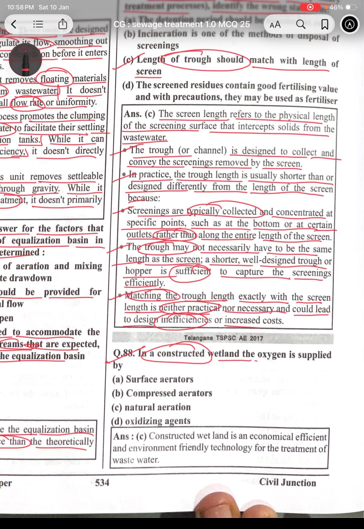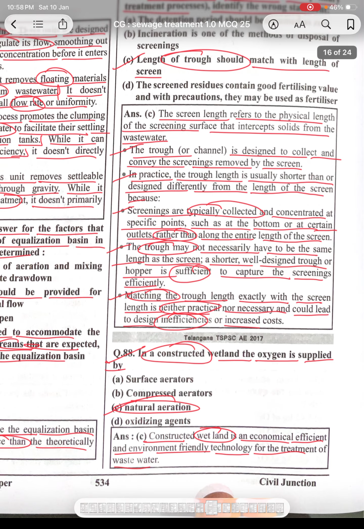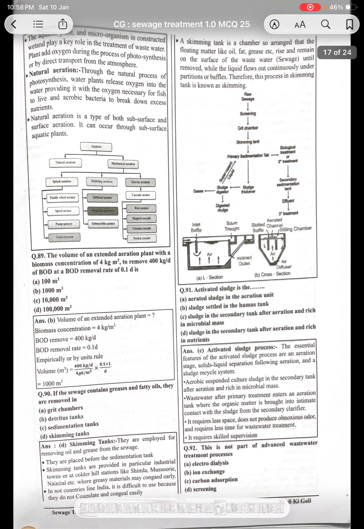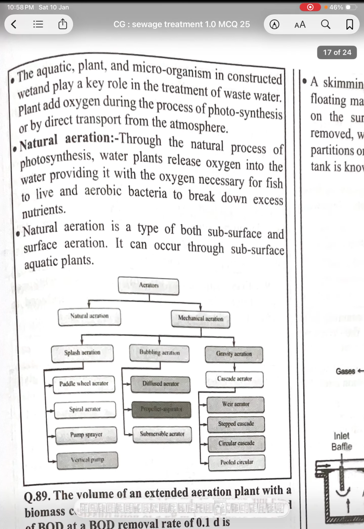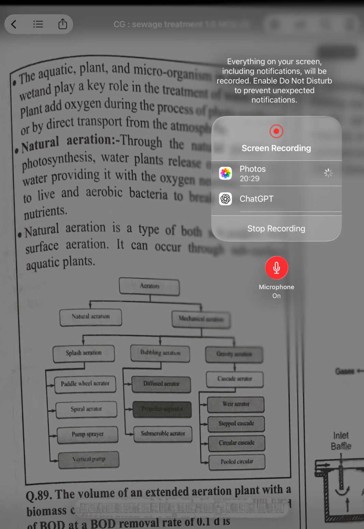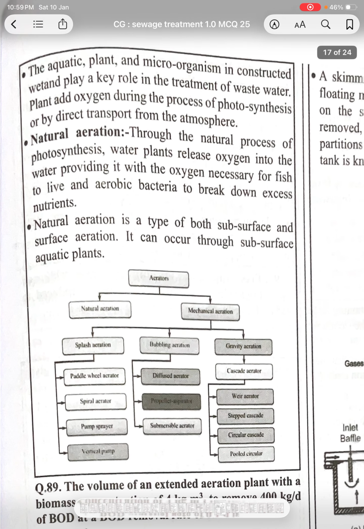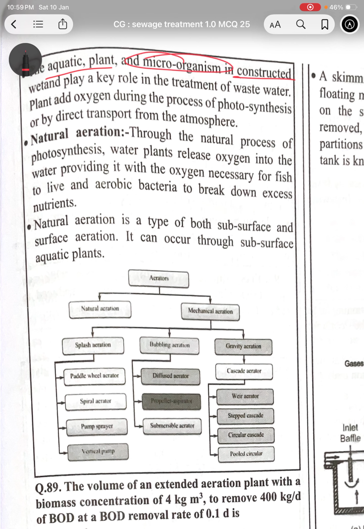In a constructed wetland, oxygen is supplied by natural aeration. A constructed wetland is an economical, efficient, and environmentally friendly technology for the treatment of wastewater. The aquatic plants and microorganisms in a constructed wetland play a key role in the treatment of wastewater.